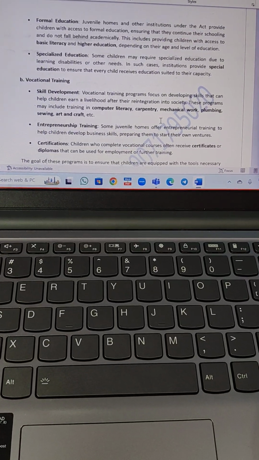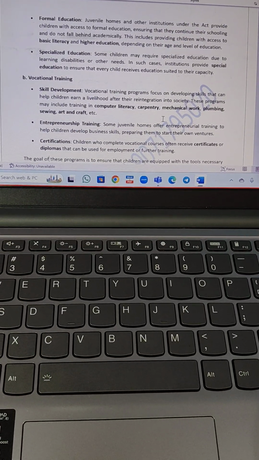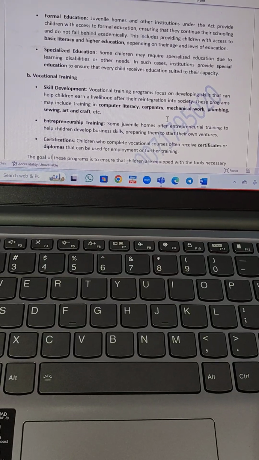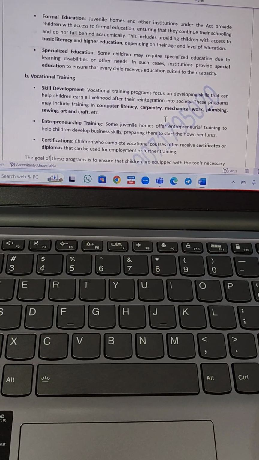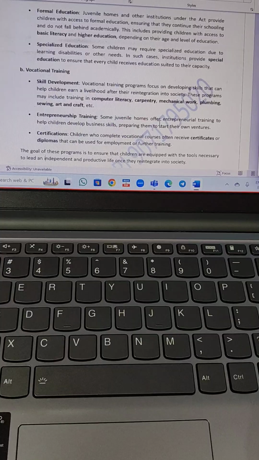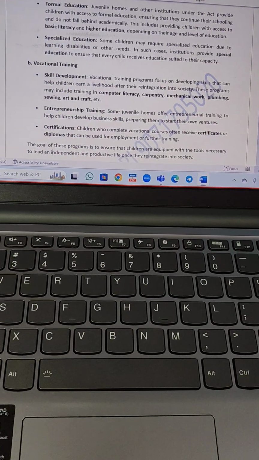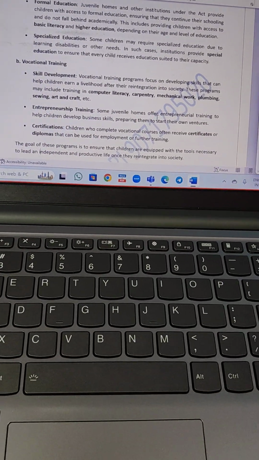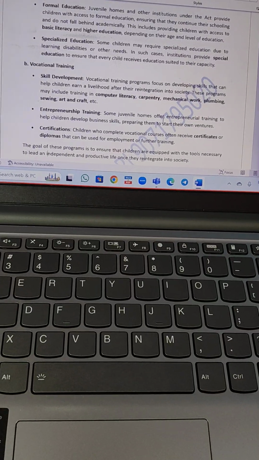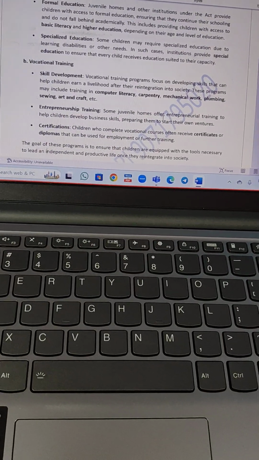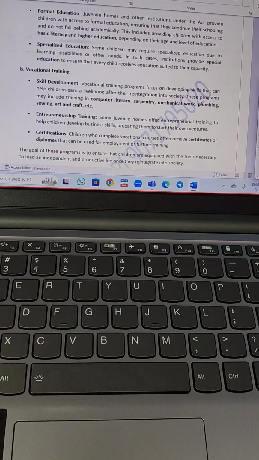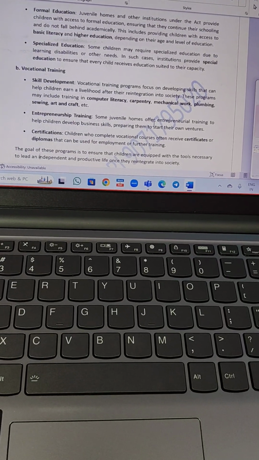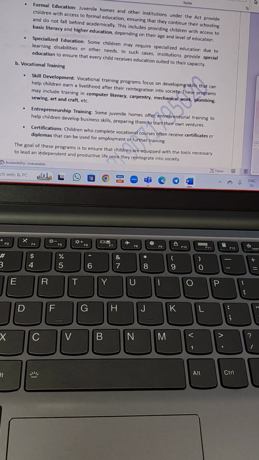This includes providing access to basic literacy and higher education depending upon their age and level of education. Some children may also require specialized education, please underline, due to a learning disability or other needs. In such cases, the institution also provides special education to ensure that every child receives education that is suited to their capacity.